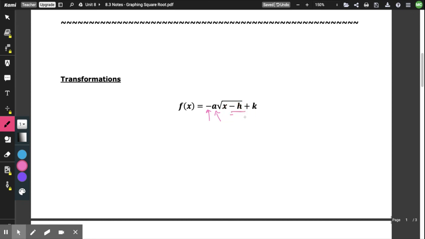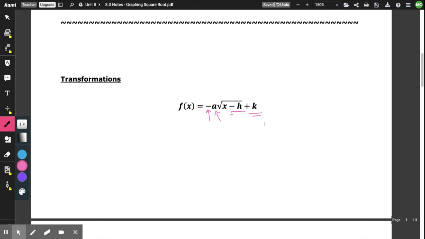The h, the minus there, that's inside the radical. You'll notice on this function, and that causes a horizontal translation. And remember, those are kind of backwards from what you think they ought to be. So if it says minus, it actually goes to the right. And if it says plus, it goes to the left.